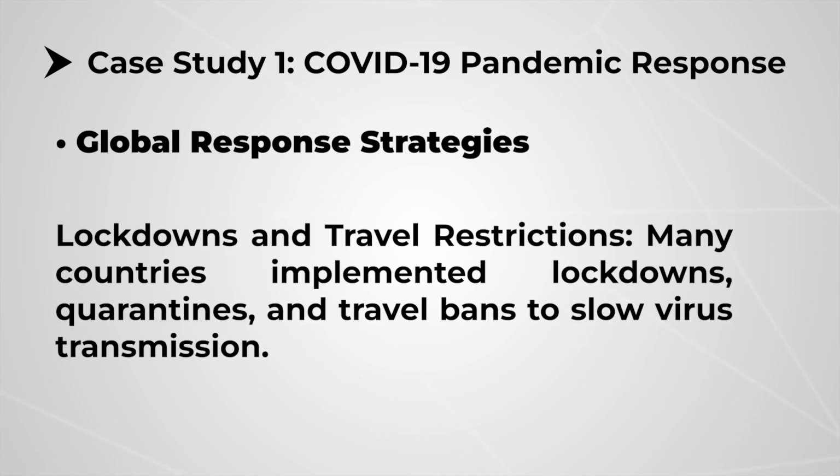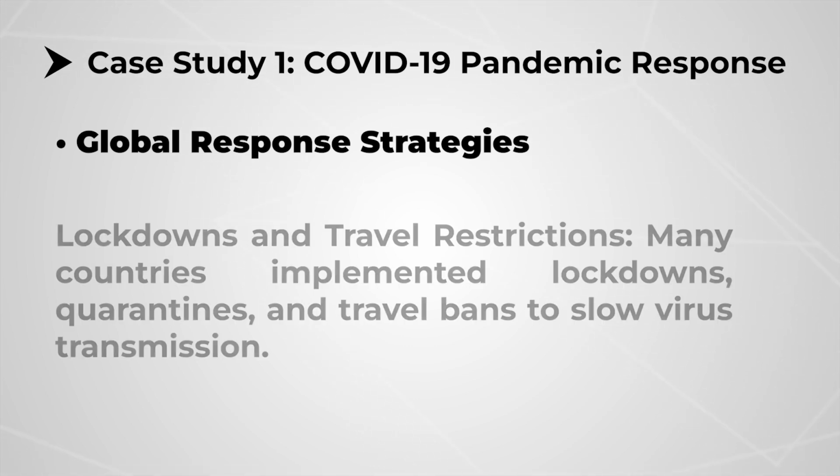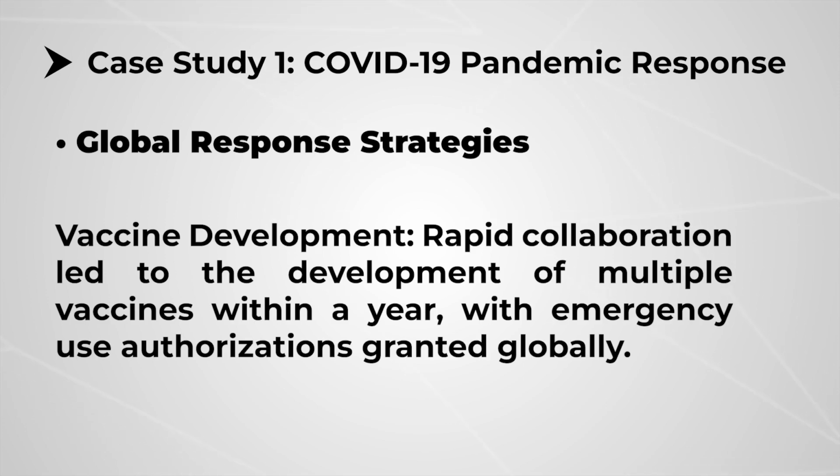Then we also had, during that period, lockdowns and travel restrictions. Many countries implemented lockdowns, quarantines and travel bans to slow virus transmission. Also, vaccine development: rapid collaborations led to the development of multiple vaccines within a year, with emergency use authorization granted globally.